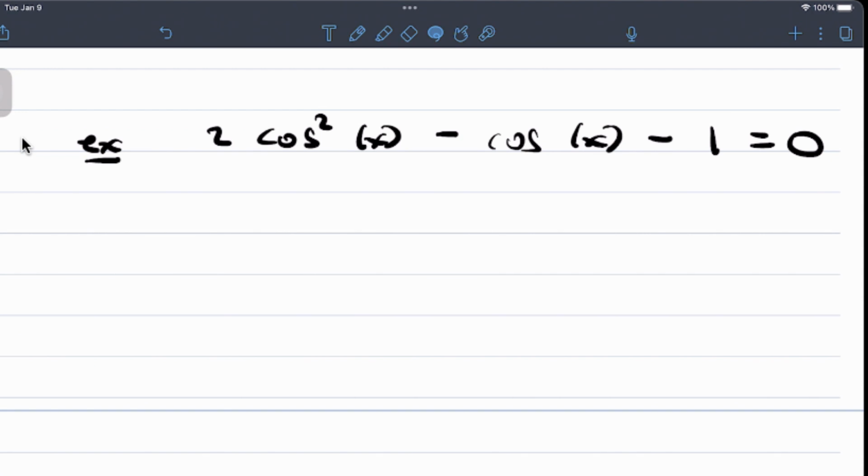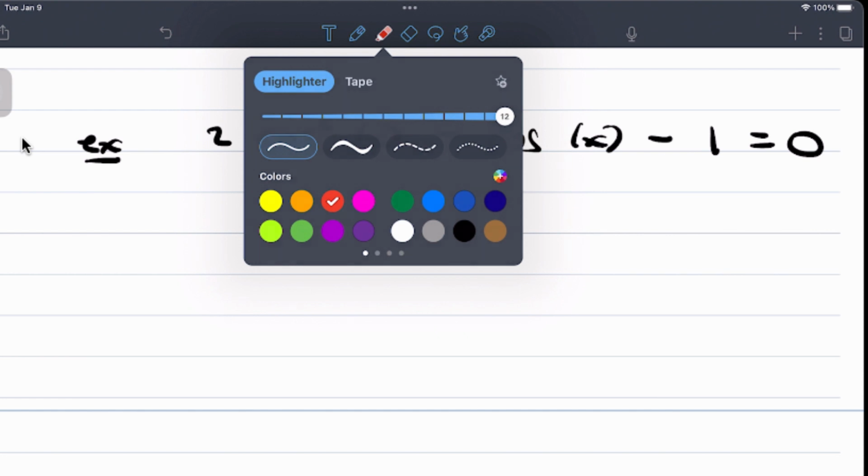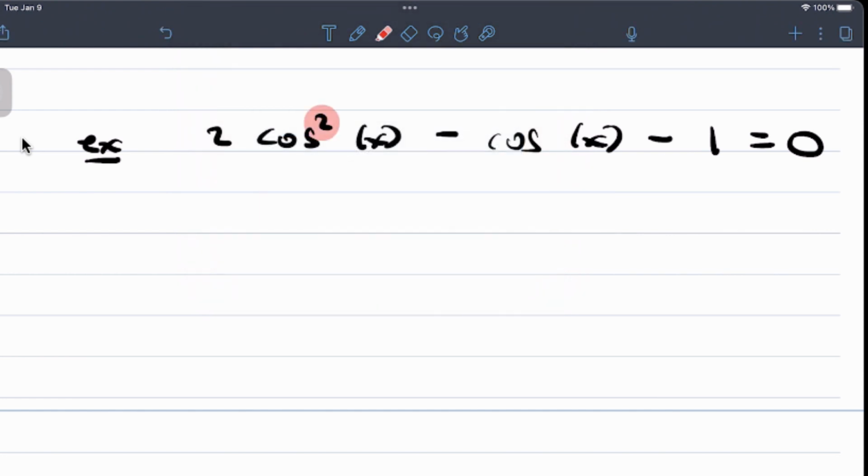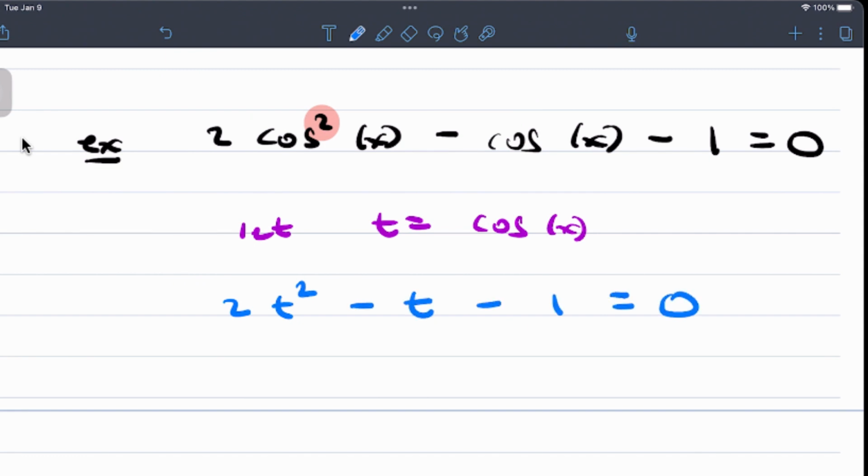Let's give you something that looks like this, just in case. So what do you guys notice you have here? What do you let t be again here? You let t be cosine, and you now get 2t squared minus t minus 1 equals 0.